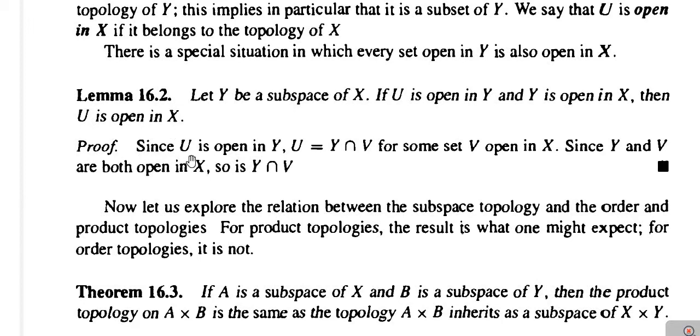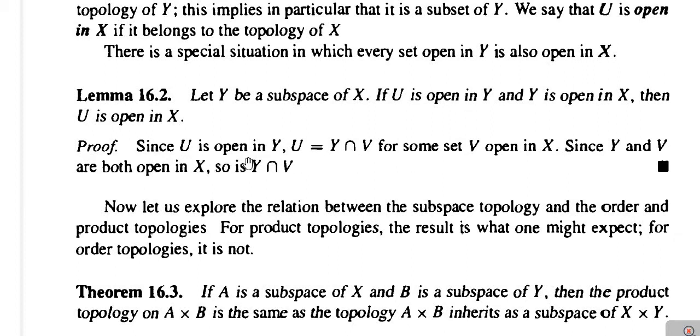Let us suppose that U is open in Y and Y is open in X. Now, by the definition of subspace topology, if U is open in Y, then it means that U is equal to Y intersection V, where V is some open set in X. This is by the definition of subspace topology.